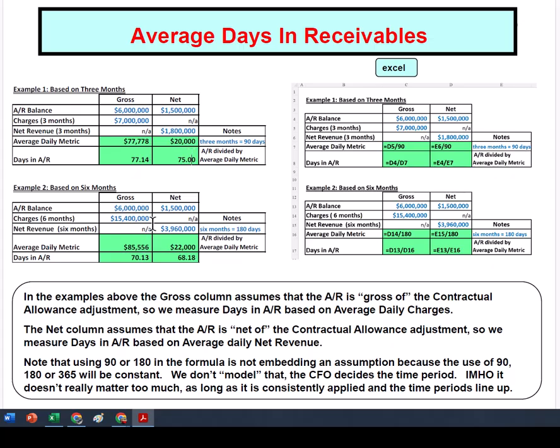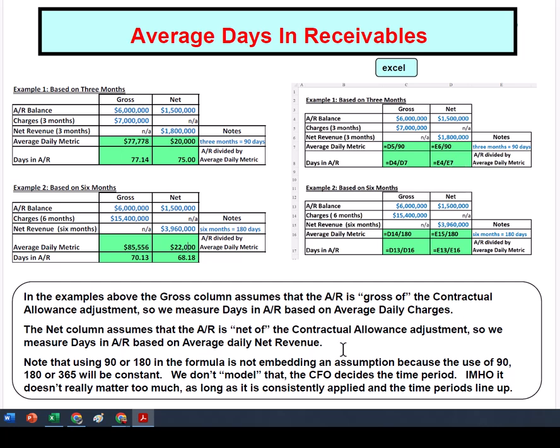If we did 180, obviously our revenue would be more because it's a longer time period. We divide it by 180. The metric is $22,000 a day, and days in AR is 68. Okay, there are the formulas for doing the homework. Pretty straightforward.